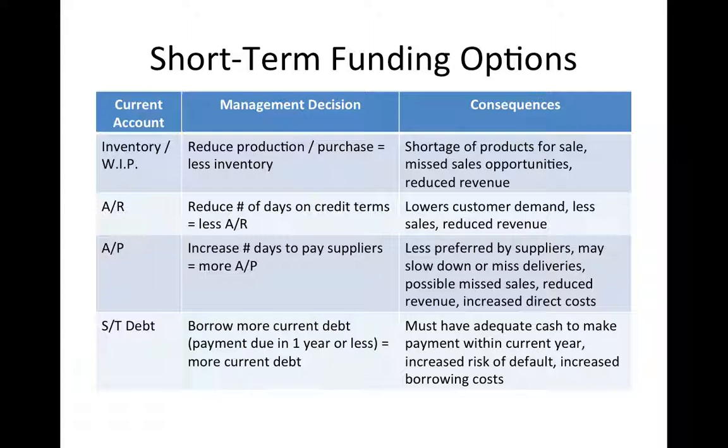The accounts receivable account, the accounts payable account, and then, of course, short-term debt, which would be your current liability account. So let's talk about what you could do with those accounts. If you have a whole bunch of money tied up in inventory, you could reduce the amount of goods you're producing if you're making your own product, or let's say you're a retailer, you could reduce the amount that you're purchasing wholesale so that you have less inventory.